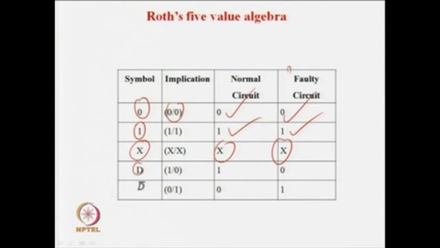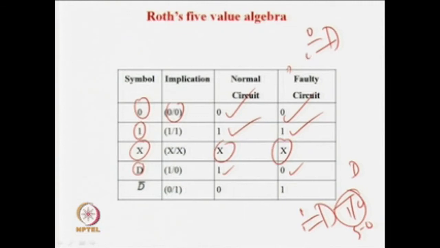Now we come to the important paradigm called D. For example, we have seen the AND gate. With inputs 1 1 the answer should be 1, but if it is stuck at 0, the answer is 0. We represent this symbol by D. Then for 1 0, normal case 1, fault case 0. Take an AND gate with 0 0: the answer is 0, but with a stuck at 1 fault, the answer is 1.